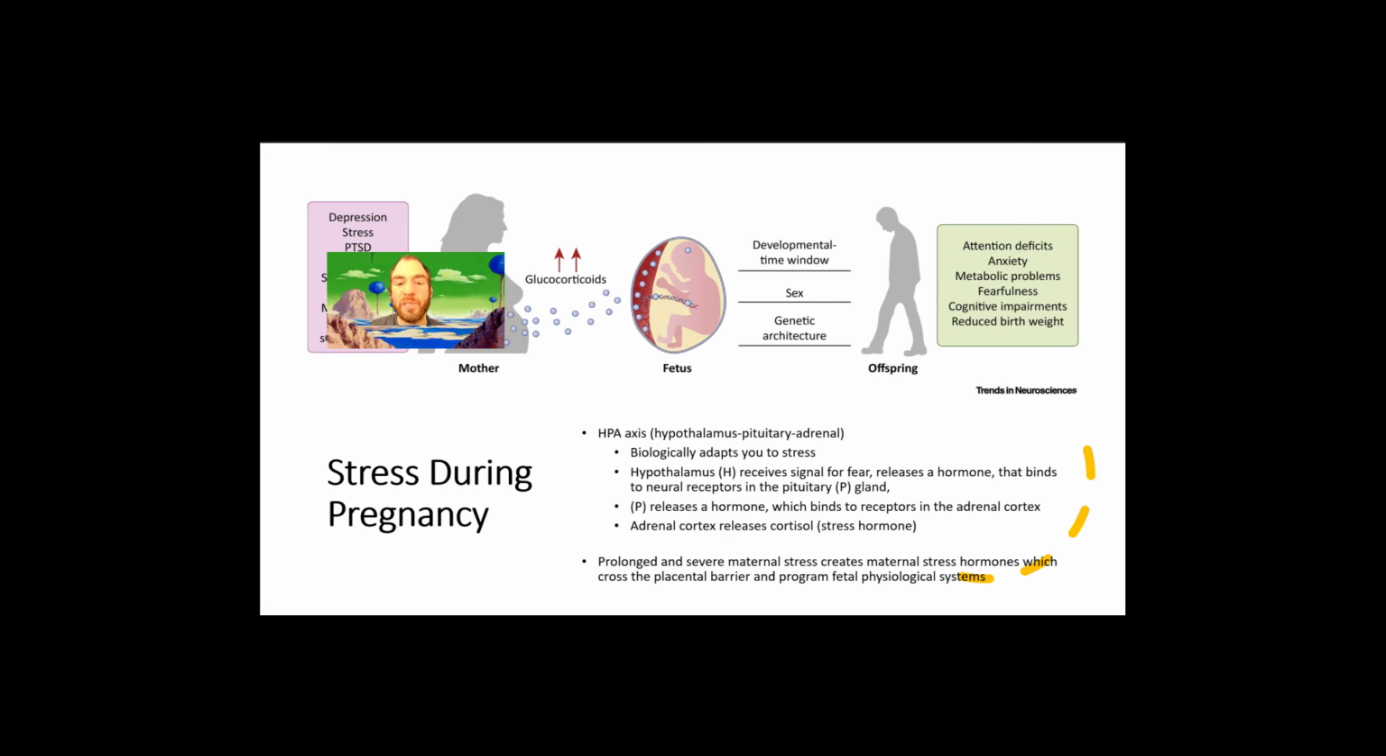Prolonged and severe maternal stress creates maternal stress hormones that would cross the placental barrier and program the fetal physiological system. So the takeaway here is that the HPA axis is a biological mechanism by which stress hormones are released. And during pregnancy, the stress hormones can cross the placental barrier and negatively impact a developing fetus.